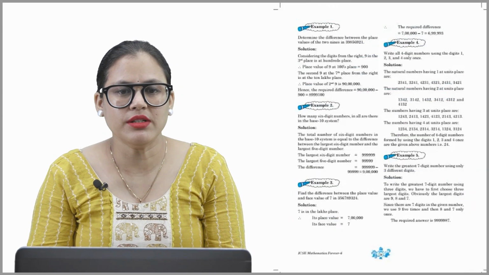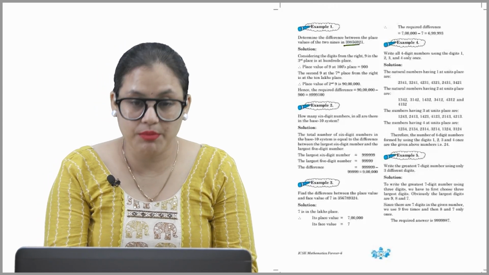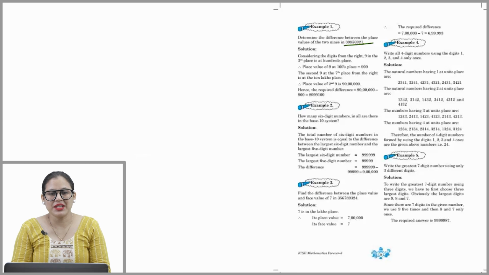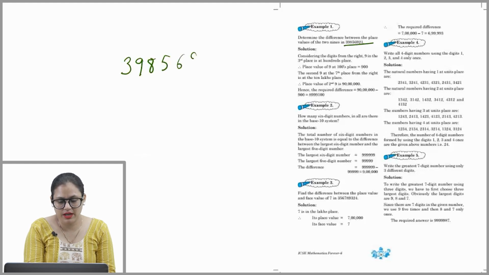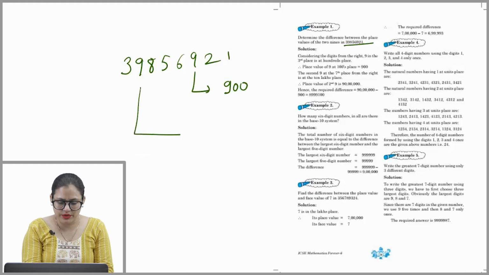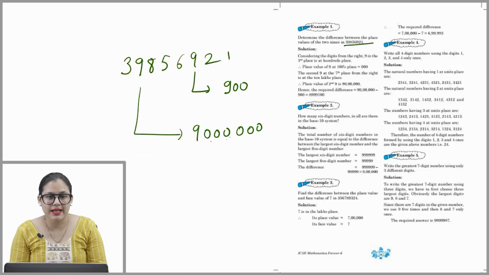Example 1. Determine the difference between the place values of 2 nines in this number. Okay. Now considering the digits from the right, 9 is in the third place. Okay, as you can see here. Right, this 3, 9, 8, 5, 6, 9, 2, 1. Okay, place value of this 9 is 900 because this is at hundreds place, and place value of this 9 is how much? You will add 6 zeros. Okay, 90 lakh because it is at lakhs place.